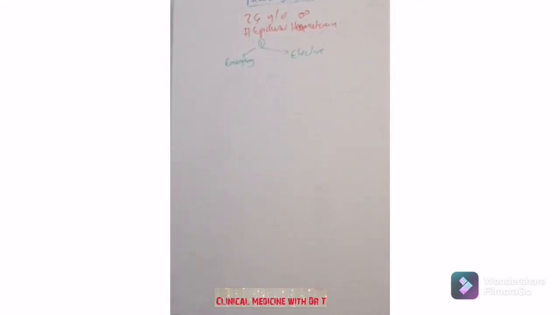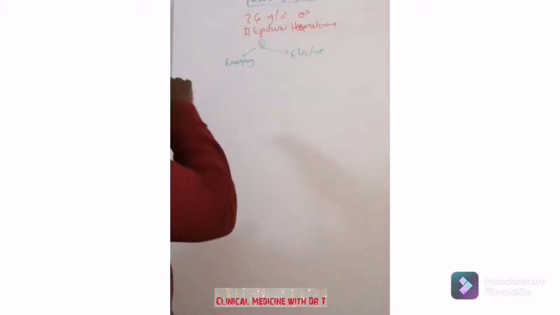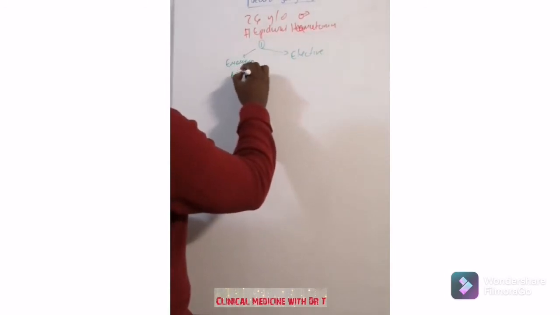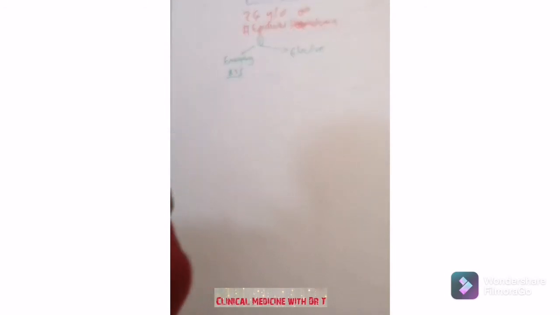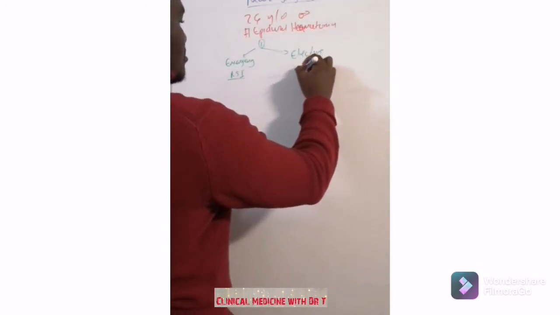Okay, let me just finish it off. The reason why you want to know whether it's an elective case or an emergency is that you want to know which sequence you are going to apply in this patient. This one is rapid sequence. This one would be an elective sequence.